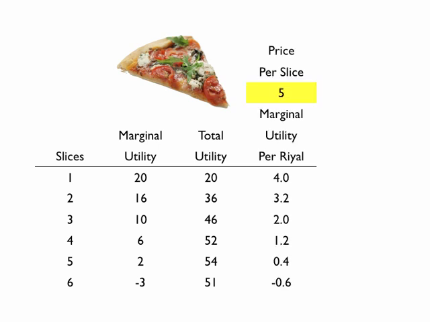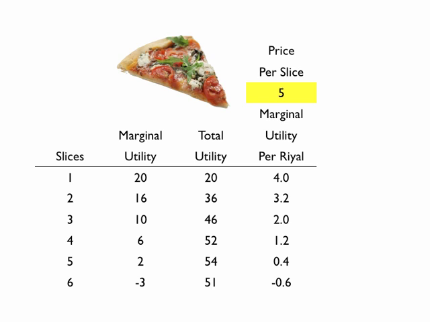Now, if we were able to take the pizza slice rate, and let's assume we were being charged 5 Riyals per slice of pizza, we could calculate the marginal utility per Riyal. In the first case, we have 20 marginal utility units. The slice cost is 5, so it would be 20 divided by 5, or 4 units of marginal utility per Riyal. You notice as we go down each one of the marginal utilities, divide that by the price, that gives us a marginal utility per Riyal.